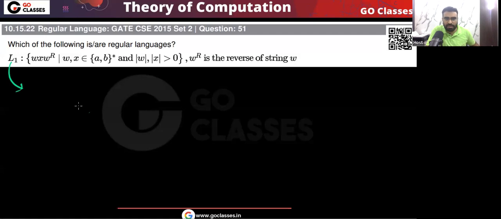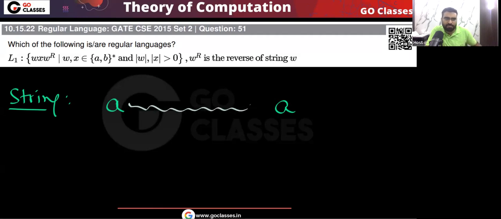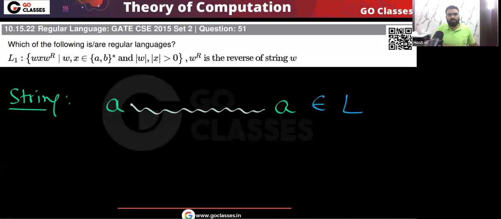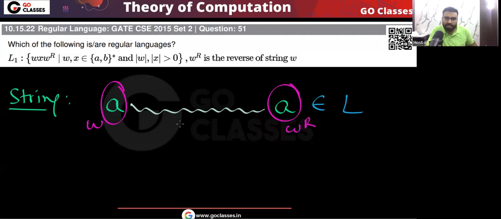In this language, I'm asking a simple question. Let's assume there is a string which starts with A, ends with A, and there can be anything in between. Can I say this will belong to the language? Yes, because you can take the first A as W, the last A will be W reverse, and the remaining part you can take as X. So this will belong to the language.